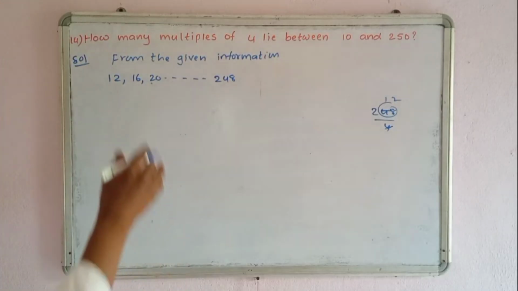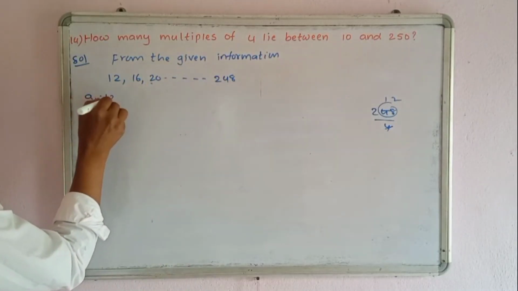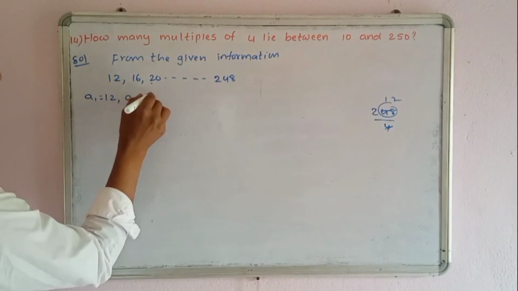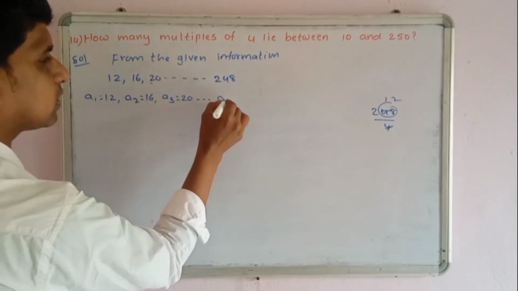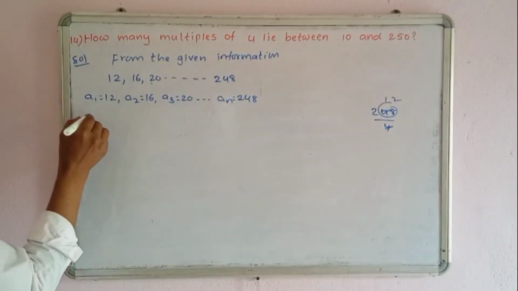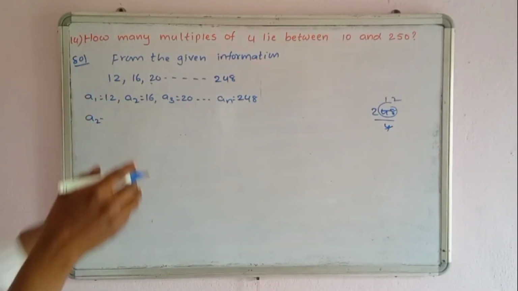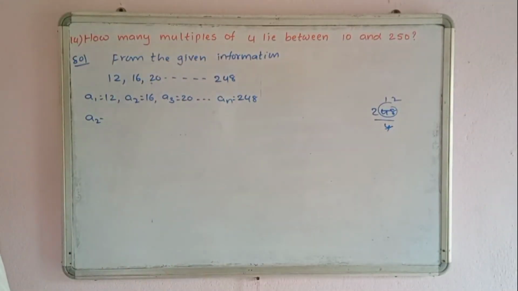So 248 is a multiple of 4. Okay. So how many are there? A1 equals 12. A2 equals 16. A3 equals 20, and so on. An equals 248. First check, is it an arithmetic progression or not? If the arithmetic progression అవుతుందో లేదో చెక్ చేసుకోవాలి.